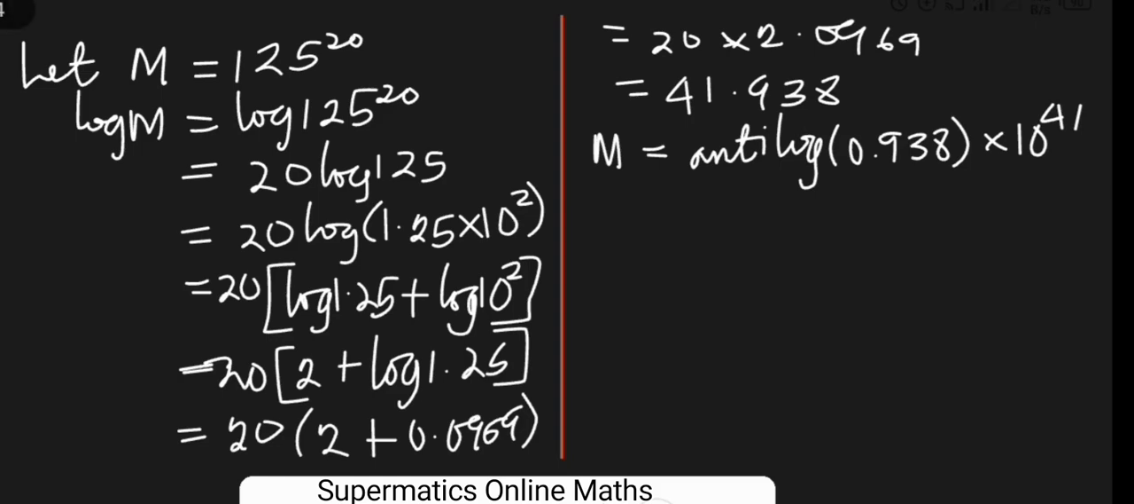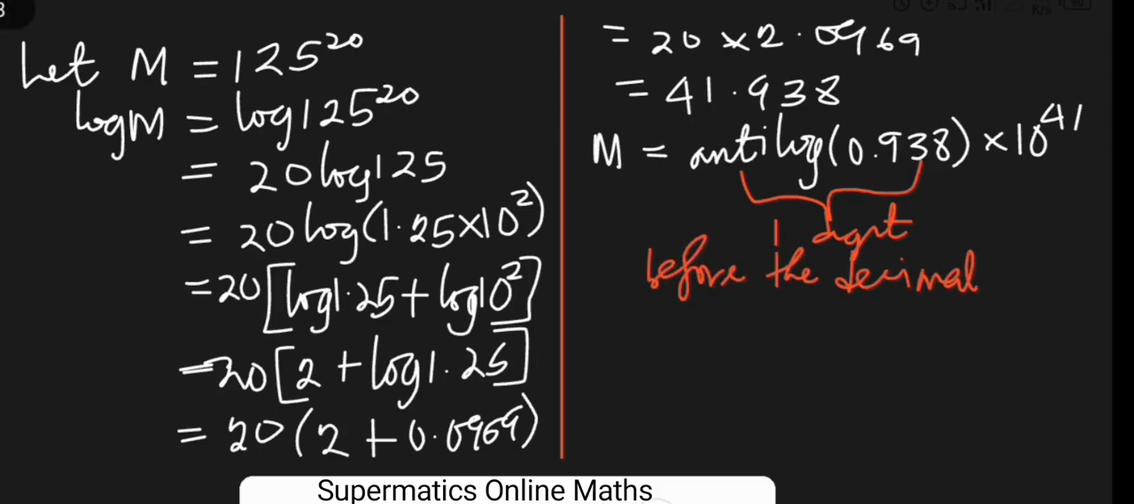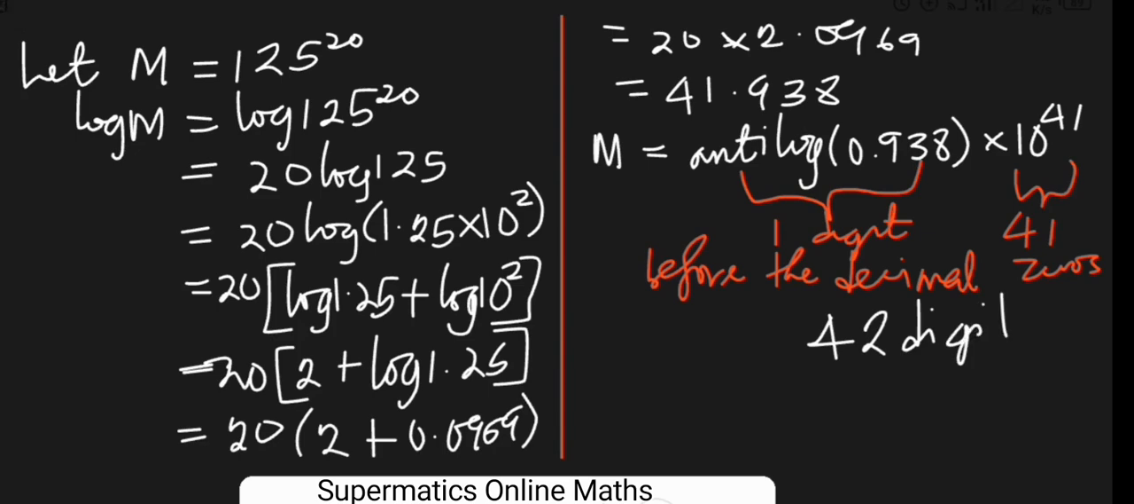The antilog of 0.938, the decimal part, actually has 1 digit before the decimal point, while 10 to the power of 41 has 41 zeros. What this simply means is that there are 42 digits in total. And the conclusion is that 125 to the power of 20 has 42 digits using the logarithm approach.